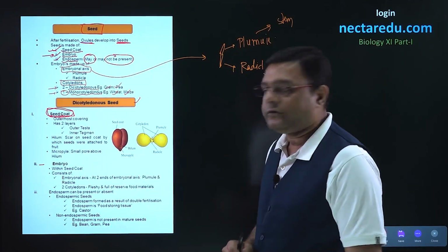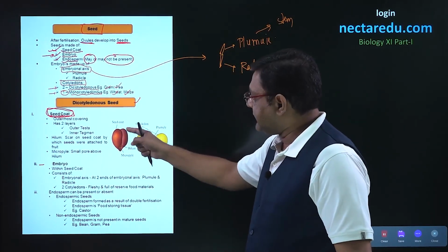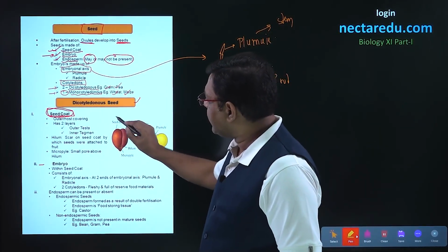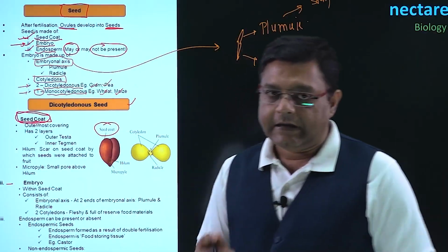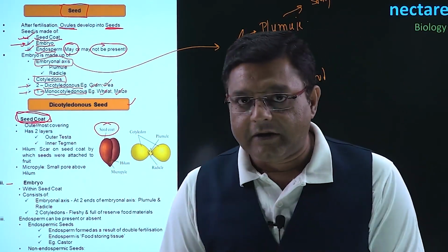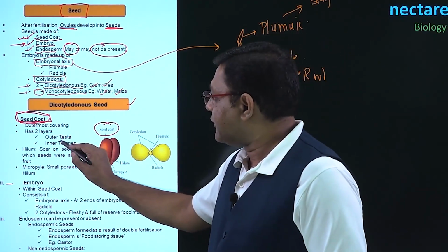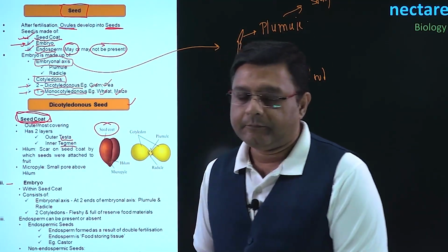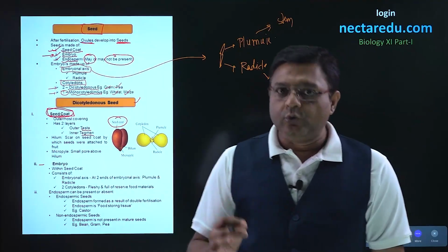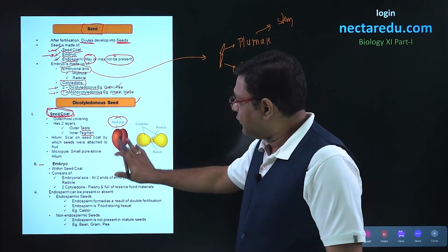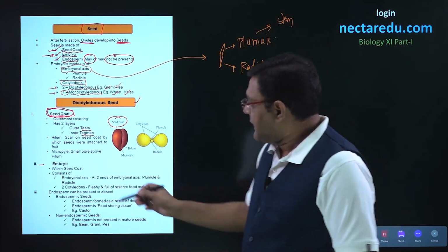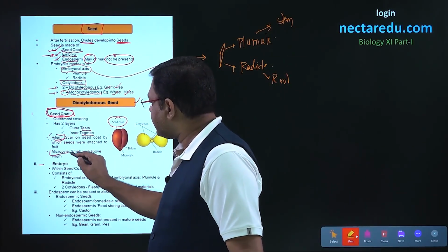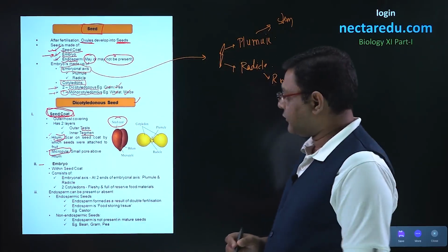If we look into this diagram, this is a dicot seed which is being shown here, and this outer covering is the seed coat. Seed coat can have two parts. The outer layer is called testa and the inner layer is called tegmen. Now, two structures we can note in this particular diagram. The first structure is called the hilum and the second structure is called the micropyle.